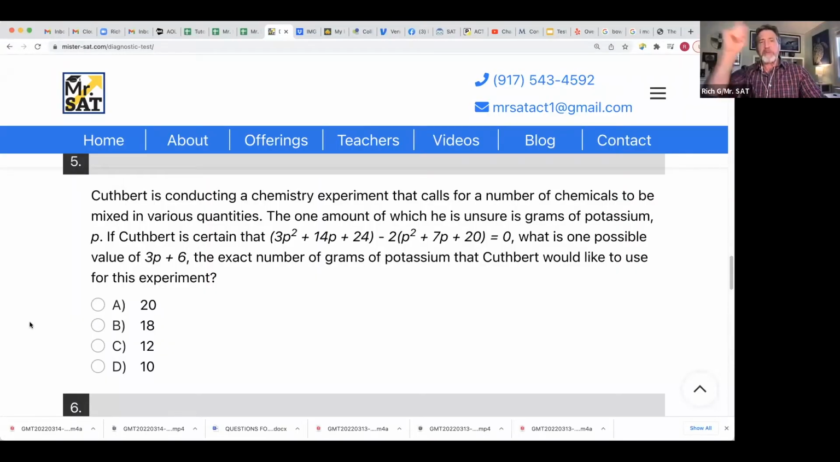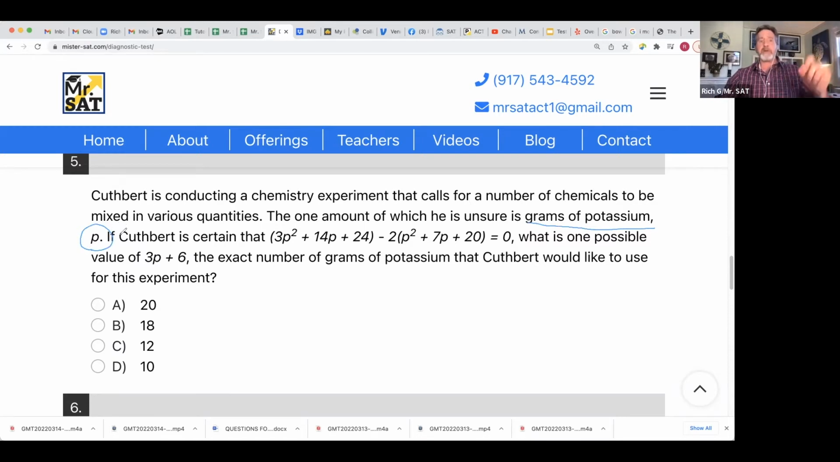Let me share this. Number 5 says, Cuthbert is conducting a chemistry experiment. Cuthbert, how many Cuthberts do you know? Cuthbert is conducting a chemistry experiment that calls for a number of chemicals to be mixed in various quantities. The one amount of which he is unsure is grams of potassium, which they're calling P. Now I'm going to mark this up as I go. Grams of potassium, and that's P. They're giving us the variable for that. That's the number of grams of potassium.